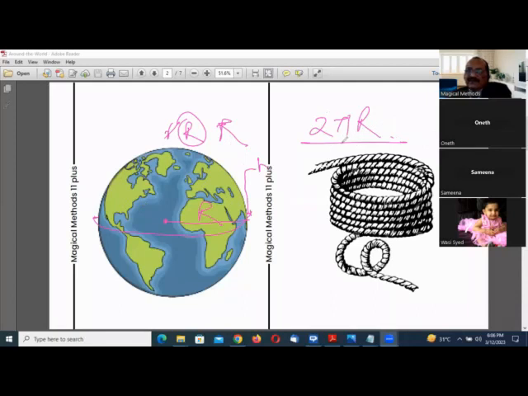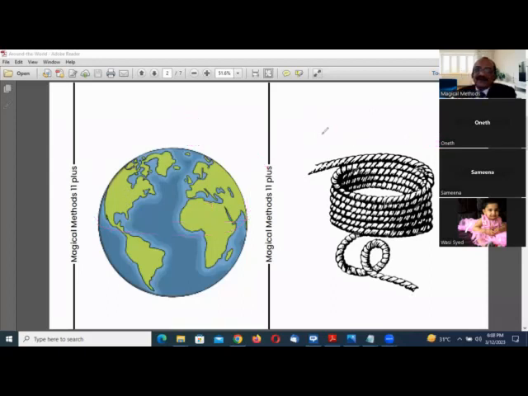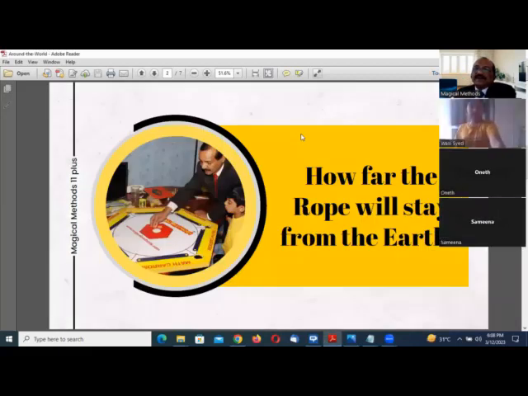So this is how much is required, but we don't know the radius of the earth. The radius of the earth is not given. Only one thing is given, that the length of the rope is 2 pi r plus 1. This is L, the length of the rope. We know that the circumference of the earth is 2 pi r, but what is given is that the length of the rope is 2 pi r plus 1. How far is this h? Let me take you to the next page. How far will the rope stay from the earth?